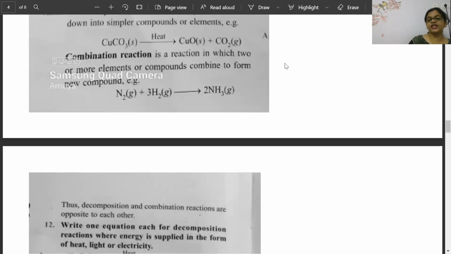Write one equation each of decomposition reaction where energy is supplied in the form of heat, light or electricity. See, this is exactly covering one section of combination and decomposition reaction. In decomposition, three most important reactions are there. Heat reaction, take heat one. So remember all the three different ones and do it. Light and electricity. For electricity, you know which one is the best one. Water is very important.